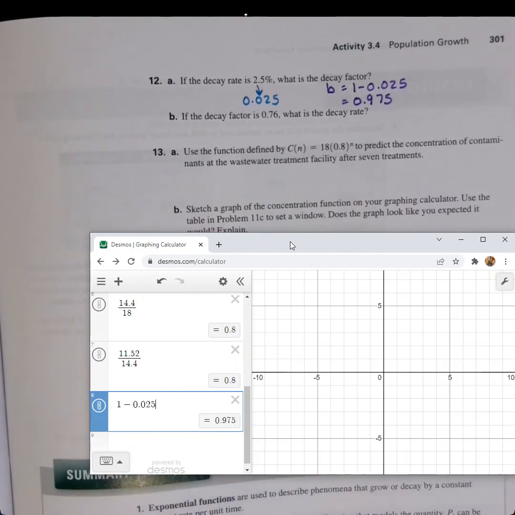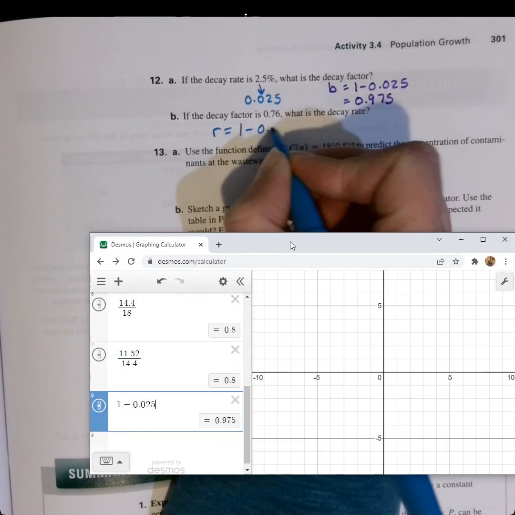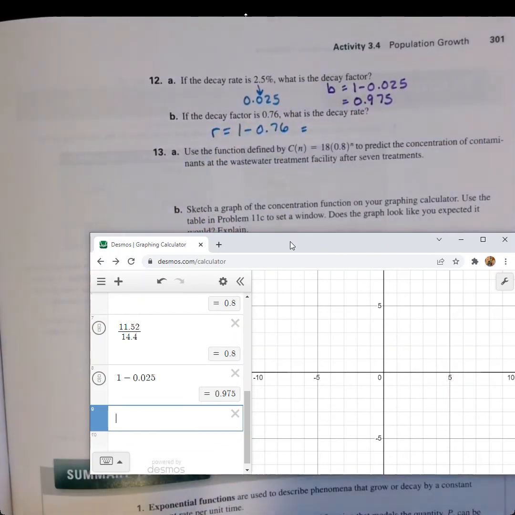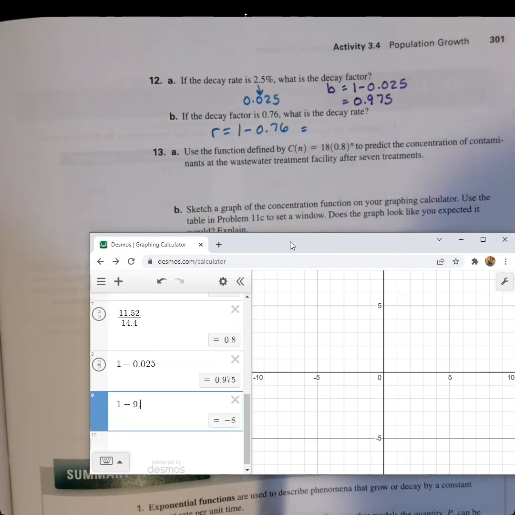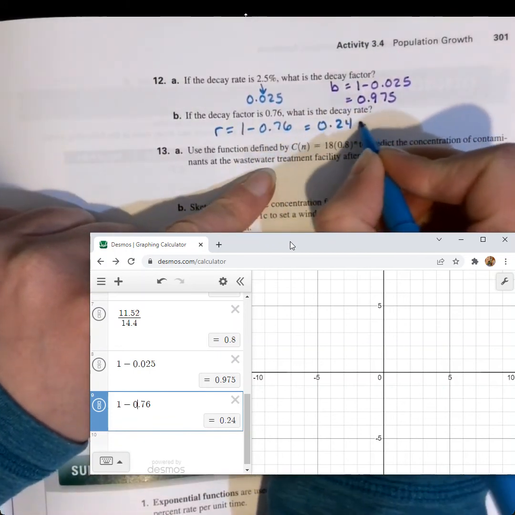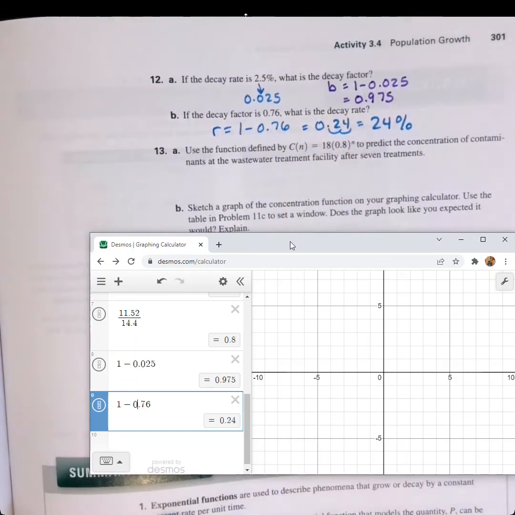Now, this is the reverse. If the decay factor is 0.76, what is the decay rate? So we know that R, the decay rate, is going to be 1 minus B, as a percent. So 1 minus 0.76 would give us 0.24, and then converting that into a percentage gives us a 24% decay rate.